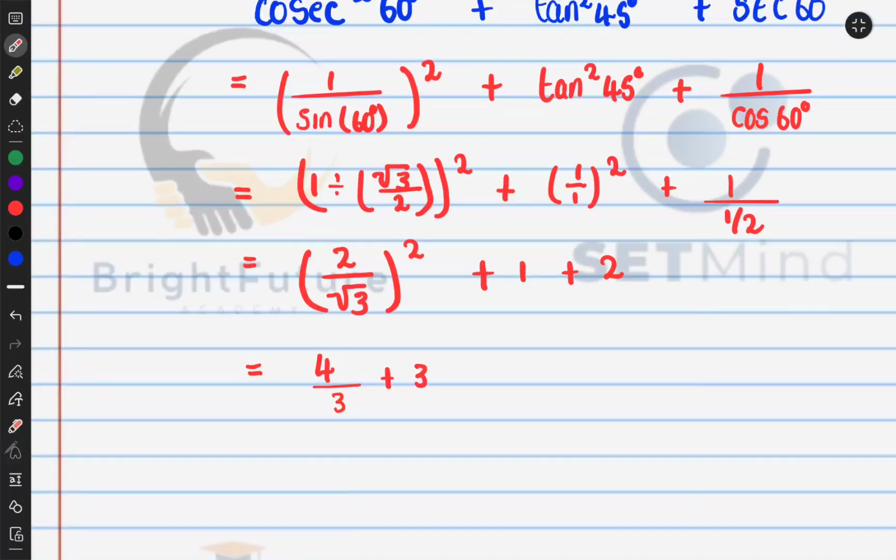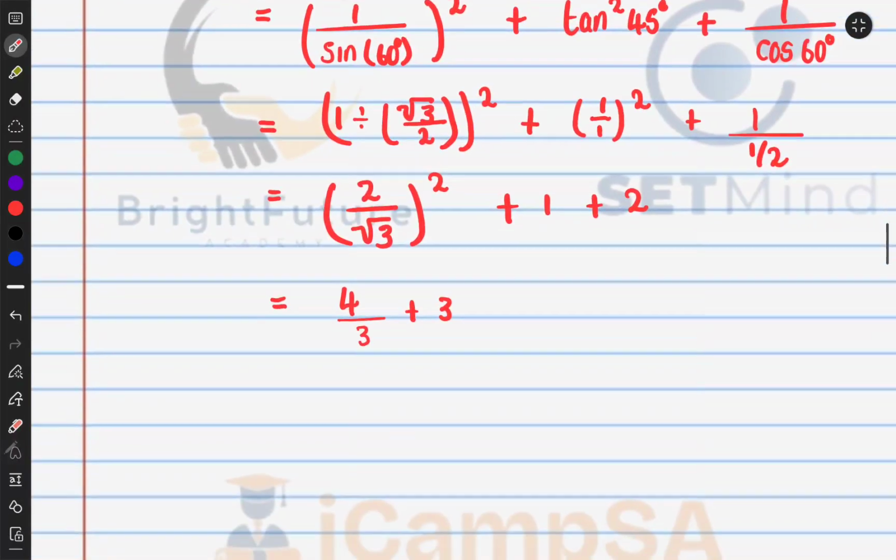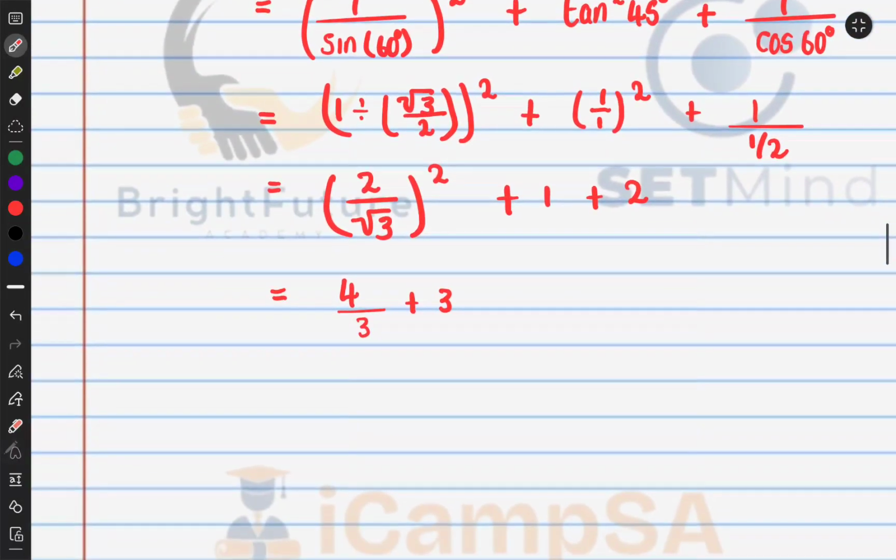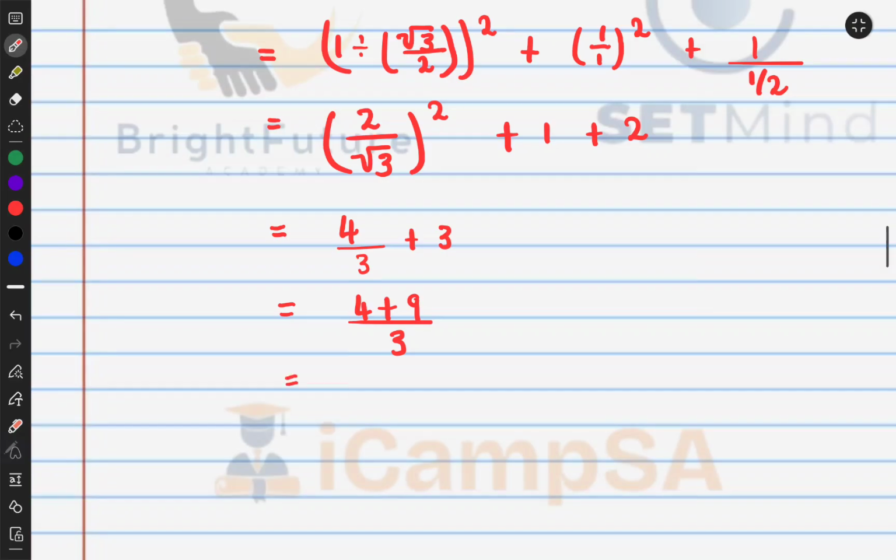That is 3 plus 3. Once we are here, let's add what we have. We keep one denominator, the highest common denominator, so we're going to have 3 as a denominator. 4 plus 1 goes 3 times into the denominator, so 3 times 3 is 9. Therefore 4 plus 9 is 13 over 3, and that is your final answer.